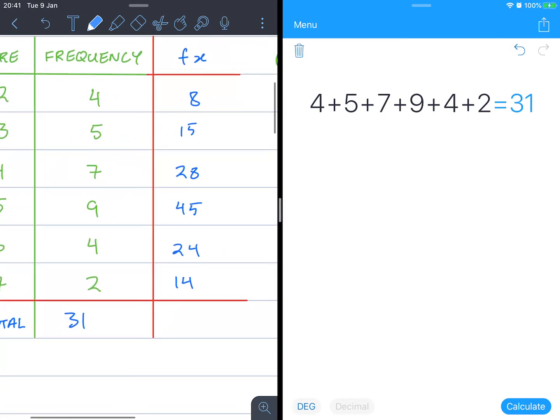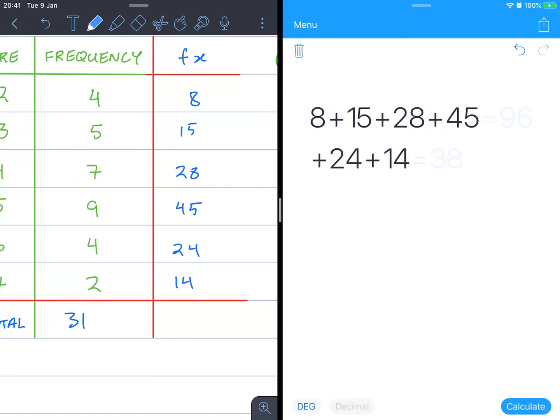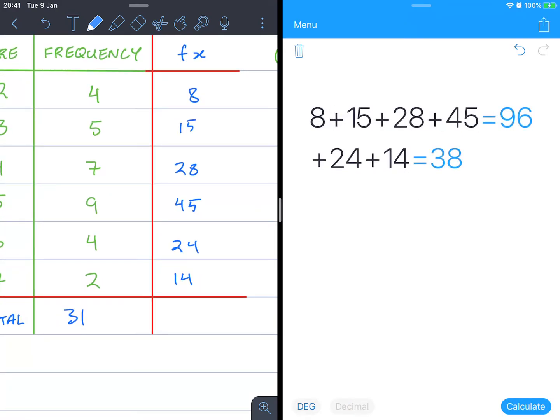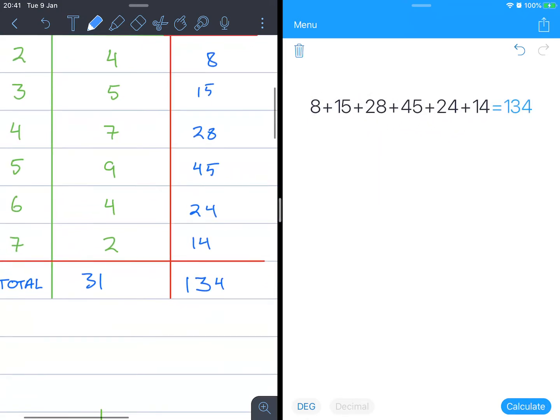And the total of all the scores is the sum of this column here. So 8, 15, 28, 45, 24, and 14. This is a total of 134.